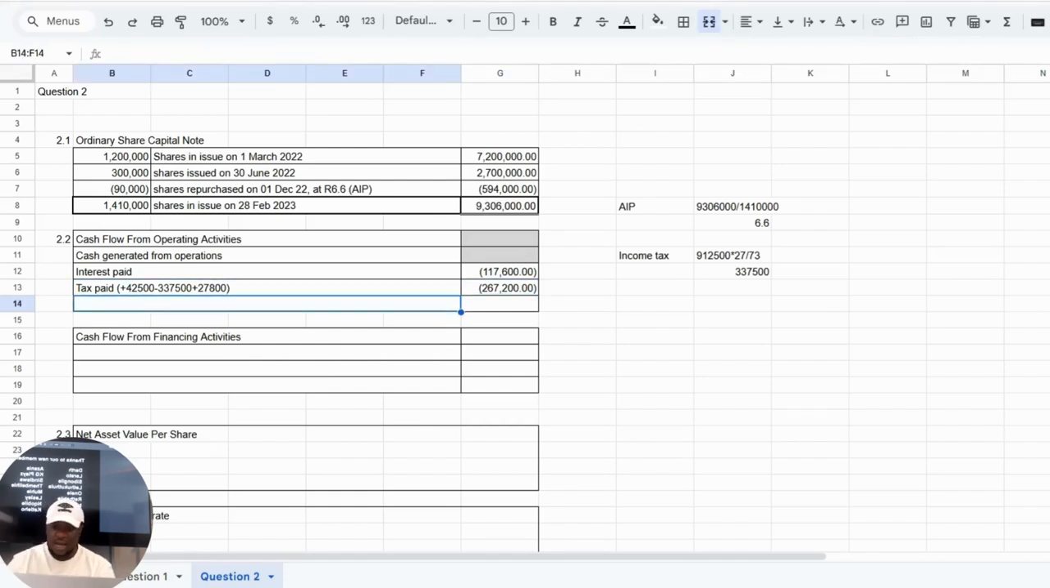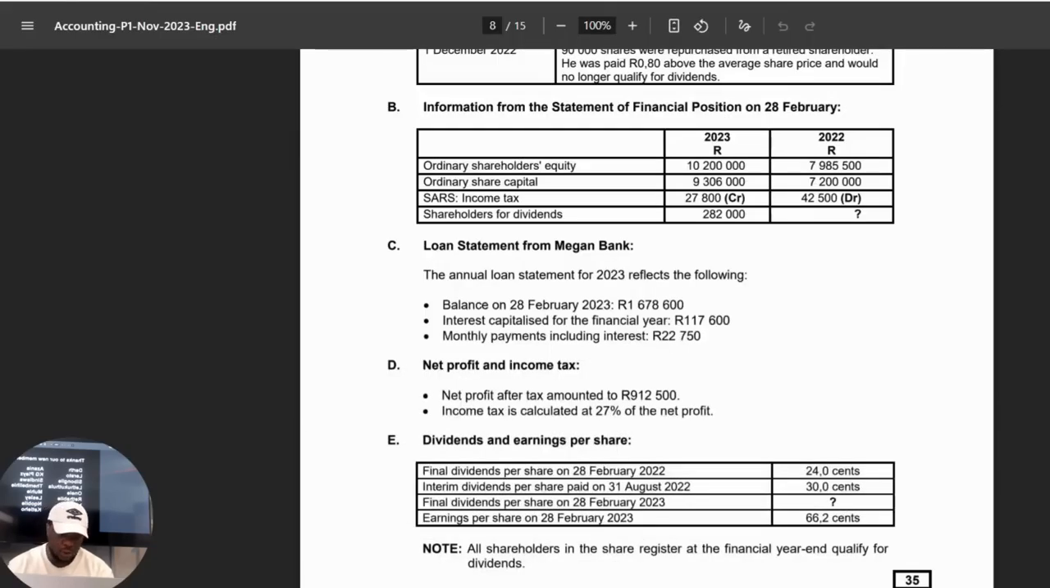267,200. And then the other thing that you need to look out for when you're doing the cash flows from operating activities is dividends paid. I said shareholders, but it's dividends paid. So in this case, obviously, we'd look at the shareholders for dividends at the beginning of the year, and then we also want to look at the interim dividend within the current year.